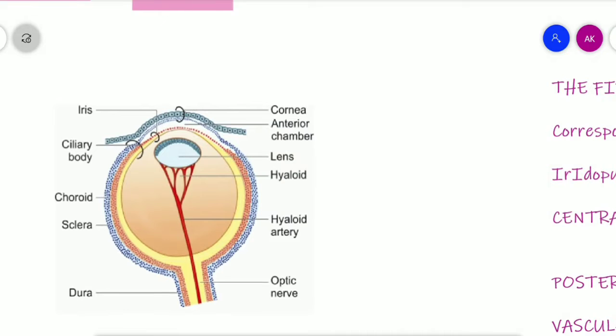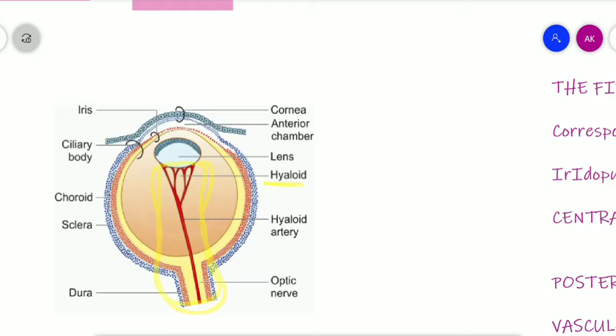These are rudimentary vessels. I am calling them rudimentary because they are present in the embryo and later on they are going to regress. These are the vessels present behind the lens, in the vitreous. So this is called the hyaloid system of vessels. In the beginning they nourish the lens, but later on they regress.